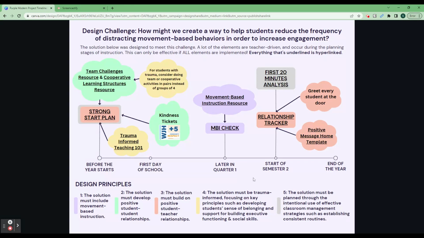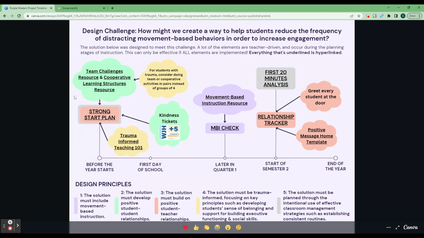The fourth design principle is the solution must be trauma informed, focusing on key principles such as developing students' sense of belonging and support for building executive functioning and social skills. So the elements in yellow address trauma informed teaching. And lastly, the solution must be planned through the intentional use of effective classroom management strategies, such as establishing consistent routines. And so the pieces in gray, which includes the Strong Start Plan and this piece, the 20-minute analysis, address the fifth piece.